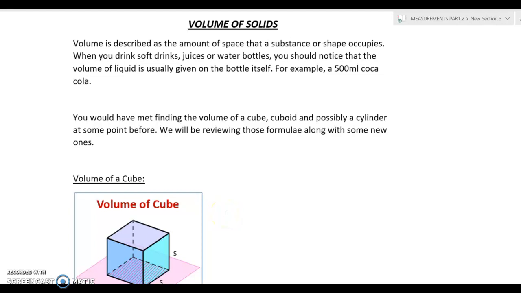Everyone, in this video we're looking at volume. In our last video we touched on surface area, so now we're moving on to volume. And once we finish volume, we're going to go through a couple of CSEC questions on measurements.